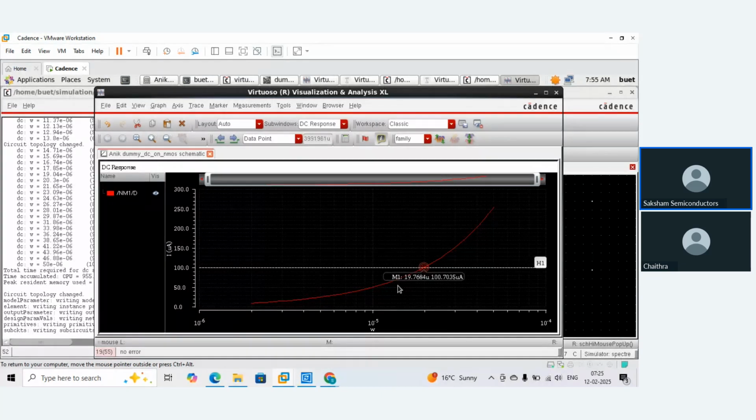So at exactly 100 microampere, my width of the MOSFET is coming close to 20 micrometer. So 19.7 means 20 micrometer, or I can say 19.5 micro. So to generate 100 microampere of current, my width of the MOSFET should be 19.7 micrometer. So that is basically how I figure it out.